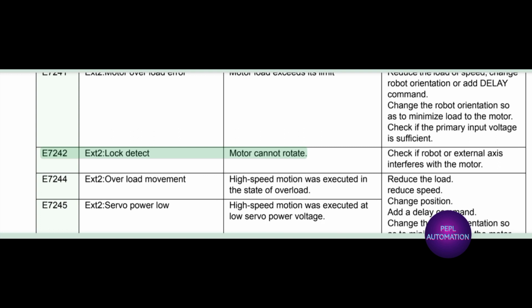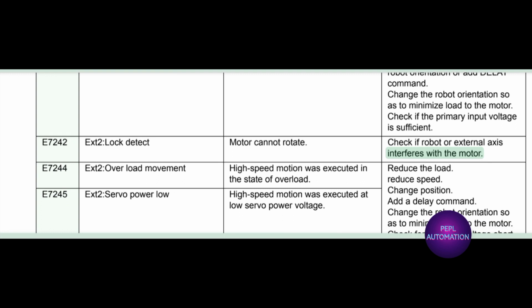E7242X2, lock detect. Motor cannot rotate. Check if robot or external axis interferes with the motor.